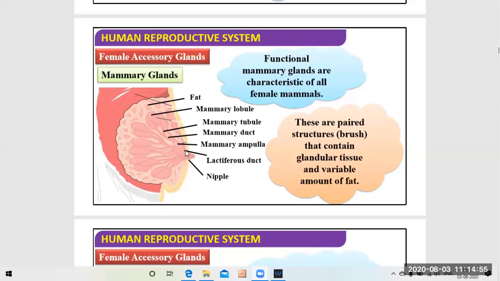The lactiferous secretion forms here. Then this is the outermost opening, called the nipple. From this nipple, the lactiferous substances come out, for feeding the young ones. So this is the internal morphology of the mammary glands. These are paired structures that contain glandular tissue and a variable amount of fat. Both glands do not have a balanced amount of fat, so there may be a little difference.